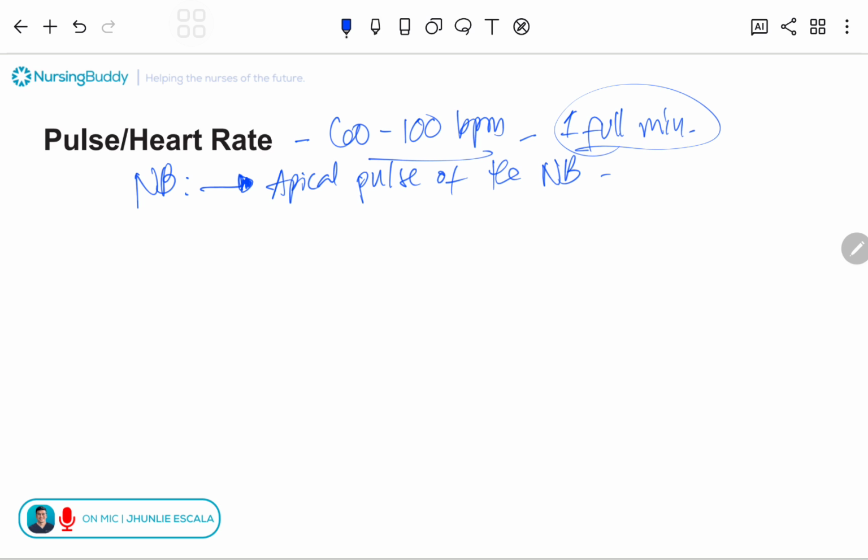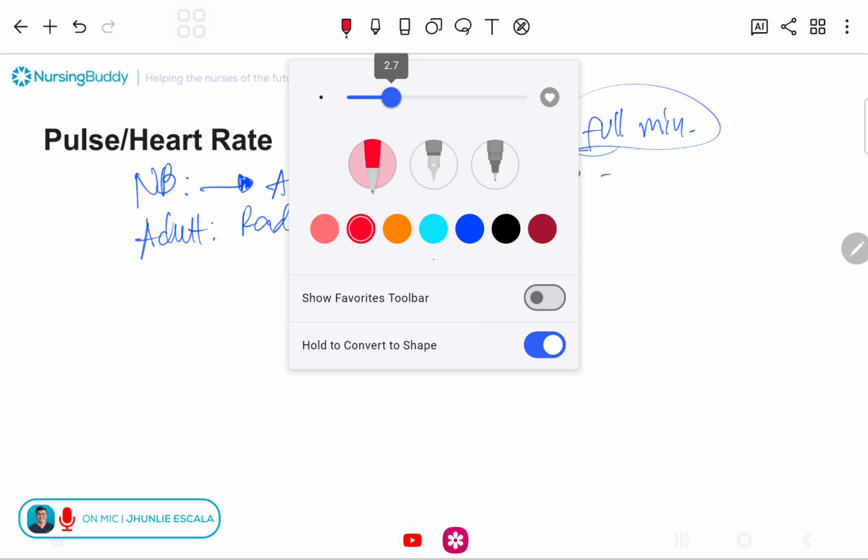Okay? Irregular rate, kapatid, between your apical and your other, how we call this, in your peripheral pulses. So kapatid, the most accurate site for us to assess pagdating po sa ating mga newborns is your apical pulse. Okay? Sa atin naman pong mga adults, kapatid, we get this one through your radial pulses. Okay? Radial pulses.